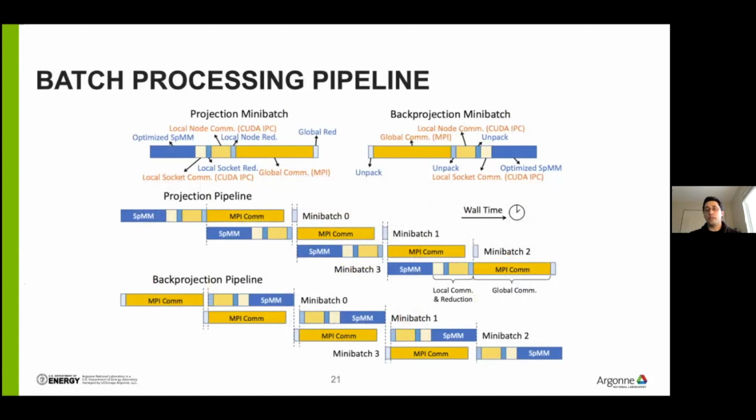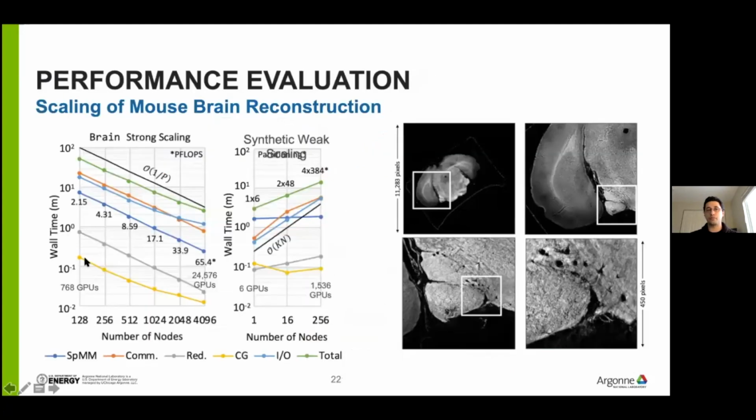We also implemented the communication and computation operations in such a way that they are overlapped with each other. So this further improved the overall execution time of our system. And here, it shows how the overlapping can be done for both projection and back projection operations.